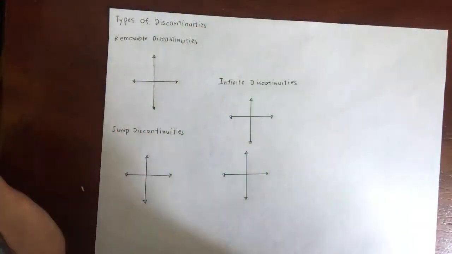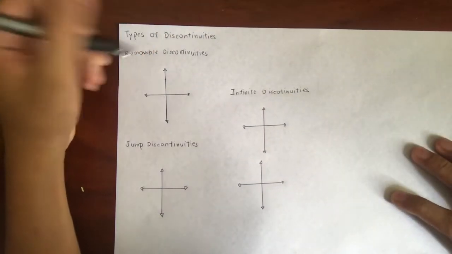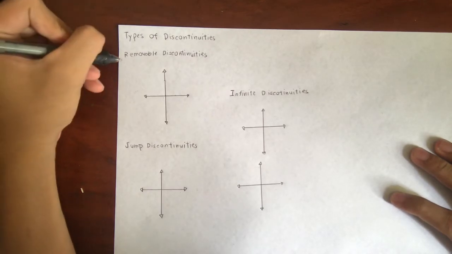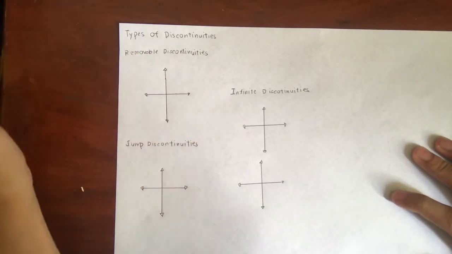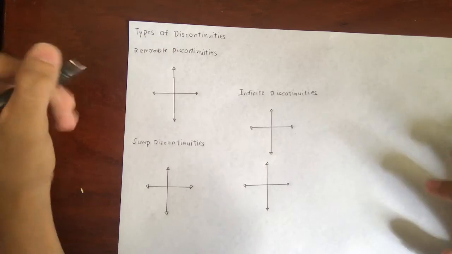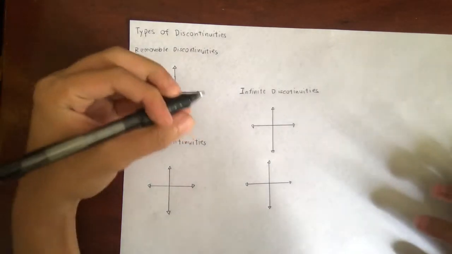Removable discontinuity occurs when there is a hole in the graph of the function. Jump discontinuity occurs when the graph of the function stops at one point. Infinite discontinuity is when at least one of the two limits is infinite. So hi guys, these are the types of discontinuities: removable, jump, and infinite. So paano natin malalaman kung ito ay removable, jump, at infinite?